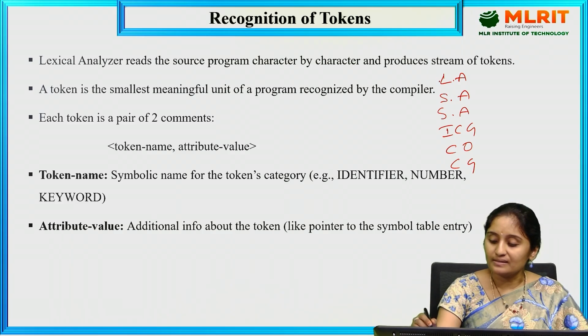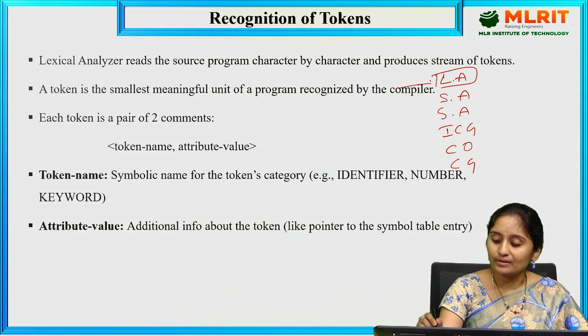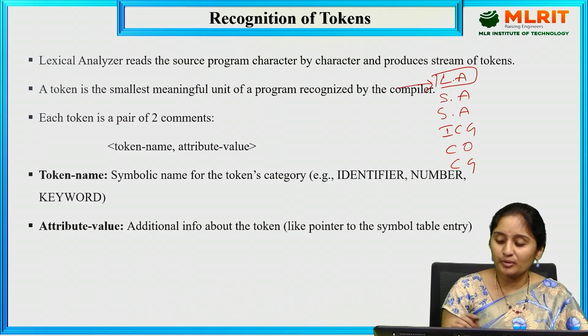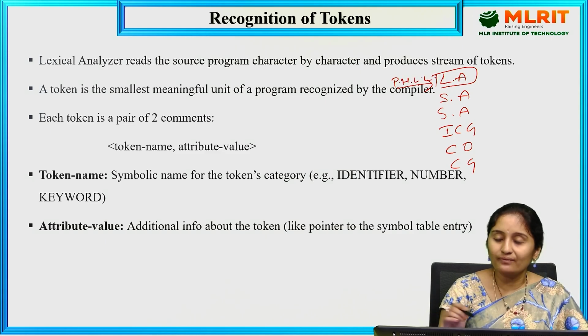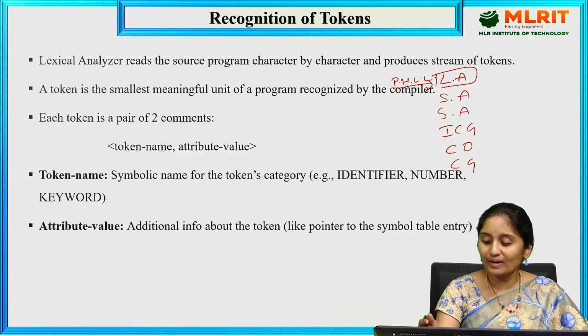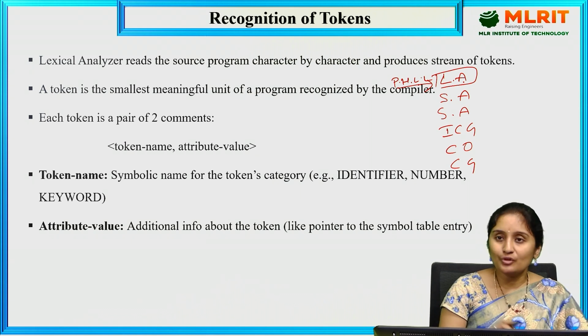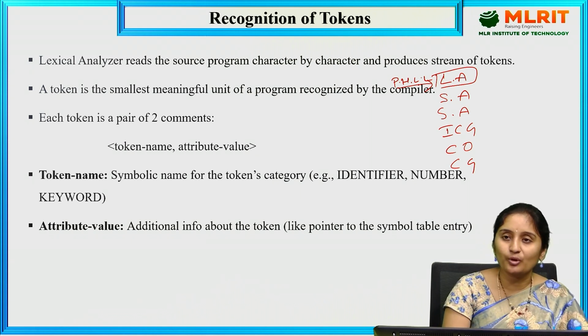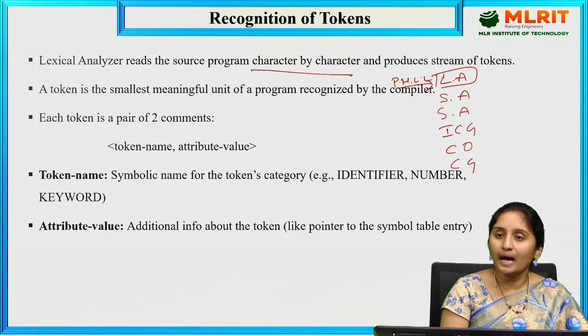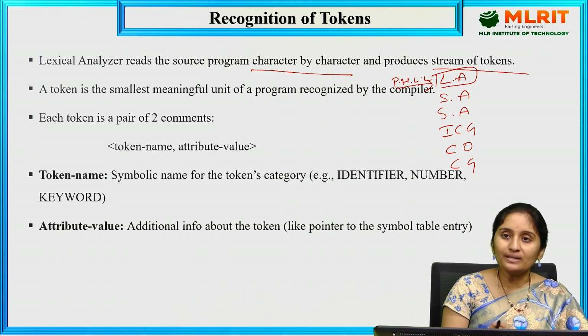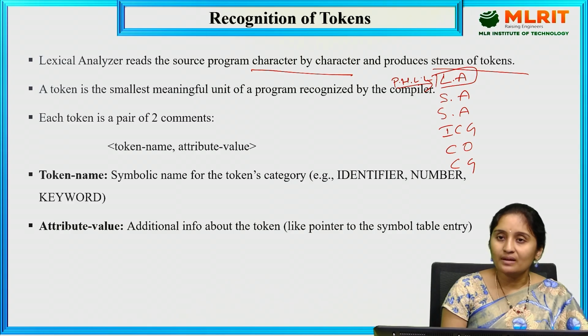So what does it do? The lexical analyzer reads the source program. The source program is given as pure high-level language, and this is given as an input to the lexical analyzer. The lexical analyzer scans the source program character by character and generates the stream of tokens. The tokens can be identifiers, keywords, punctuation marks or symbols. All of those come under tokens.